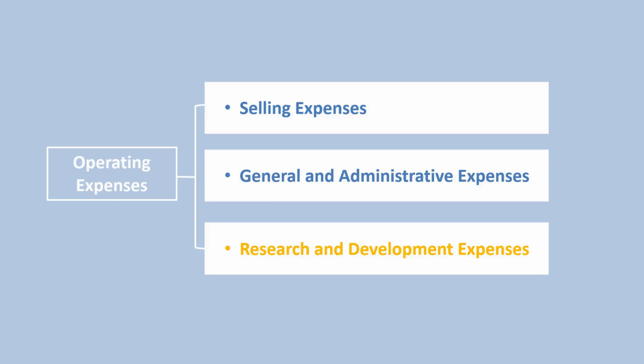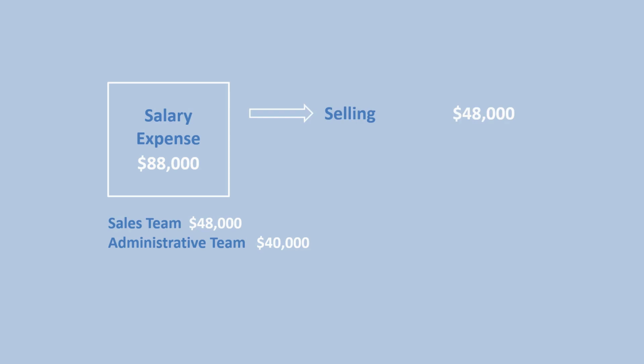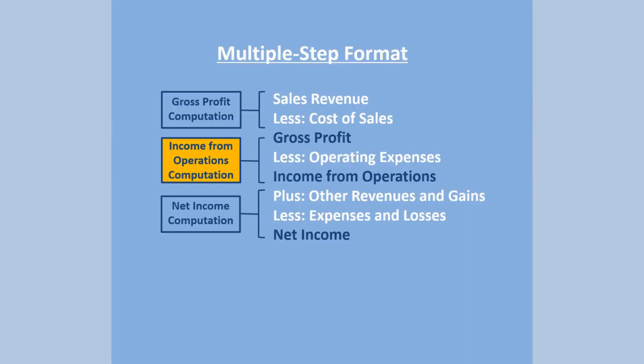When an operating expense benefits multiple sections, it's allocated appropriately. For instance, if Able Company's total salary expense in 2022 was $88,000, with $48,000 for the sales team and $40,000 for the administrative team, you would allocate $48,000 to selling expenses and $40,000 to general and administrative expenses. Income from operations is the result of a company's core business operations.